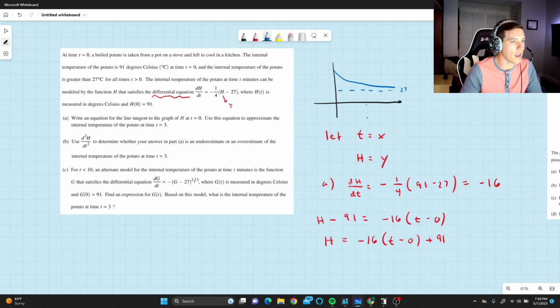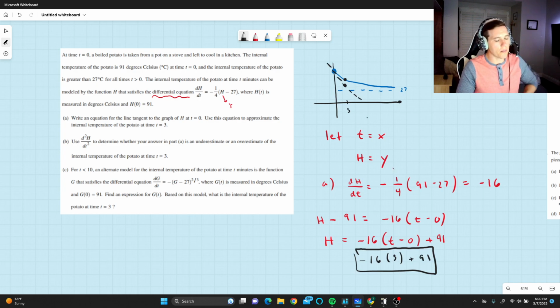So you created a tangent line at time 0 based on the slope at 0. And let's say 3 was right here. You're approximating the temperature at time 3. So negative 16 times 3 plus 91. And does it want units? Use this equation to approximate the internal temperature. I mean, it would be degrees. And that's it.